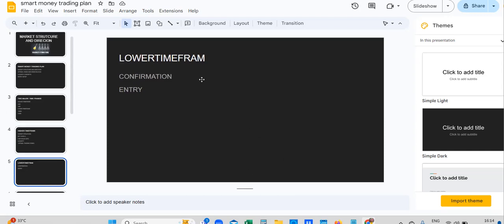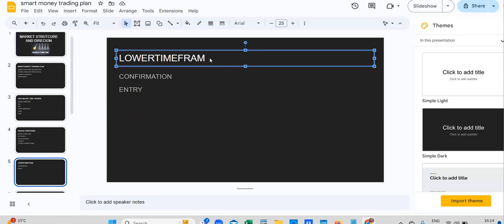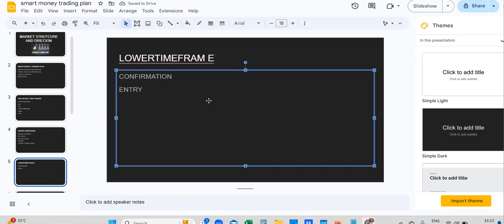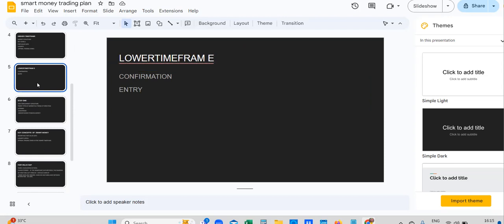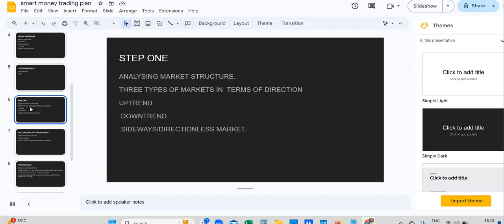Lower time frame is for confirmation and entry. So step 1, we have to analyze the market structure.